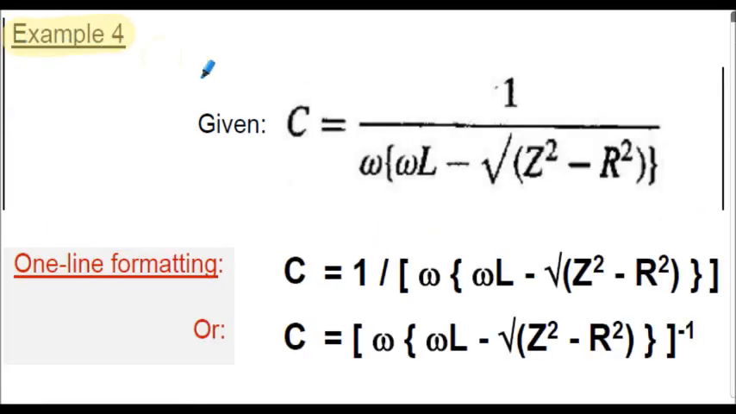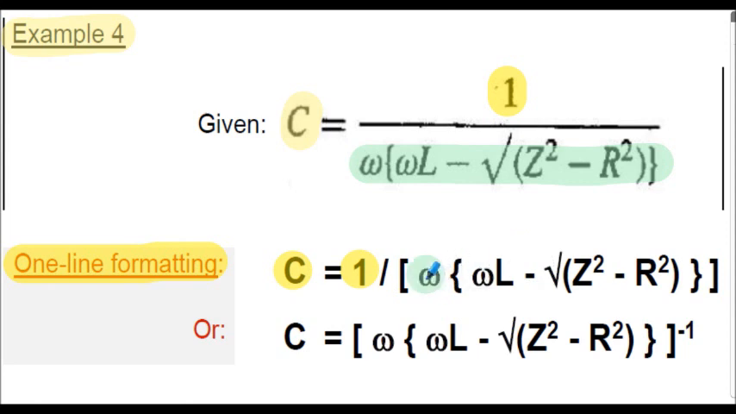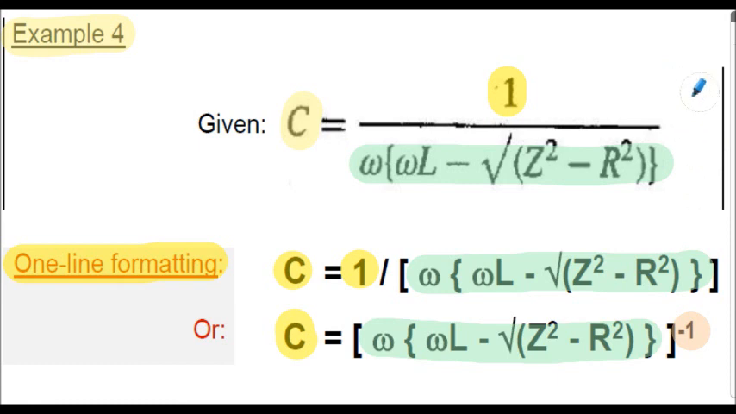Example 4, we're given that c is equal to 1 divided by this expression shown here. So using one-line formatting, that c is equal to 1 divided by, there's our expression now in a square bracket. Or we could write that as c is equal to the expression in the square bracket, but this time raised to the power of -1. So again, we've taken our two-line formatting and showed two variations in how we can write it in one-line formatting.